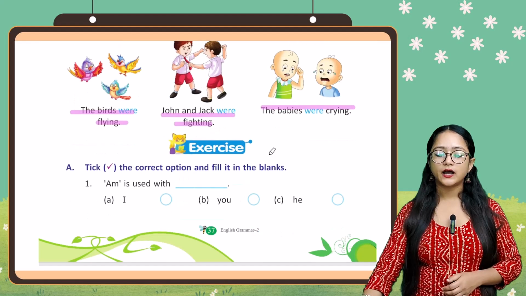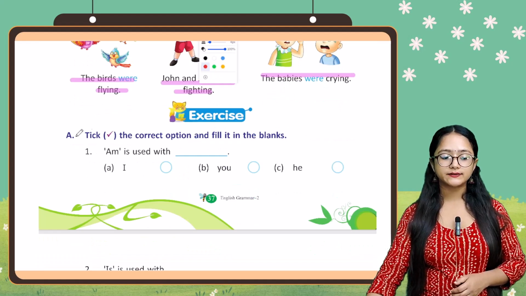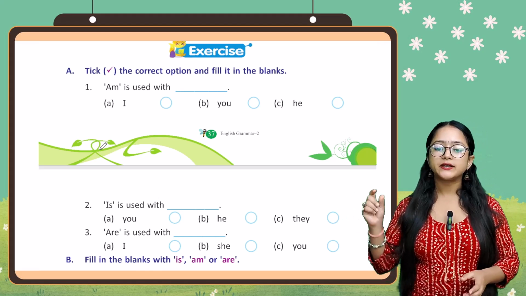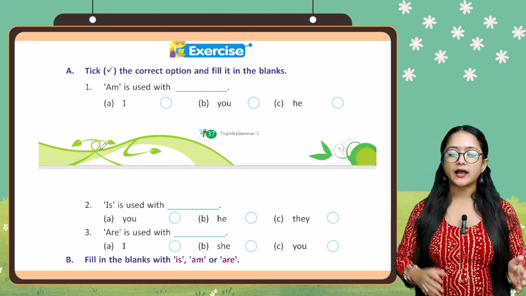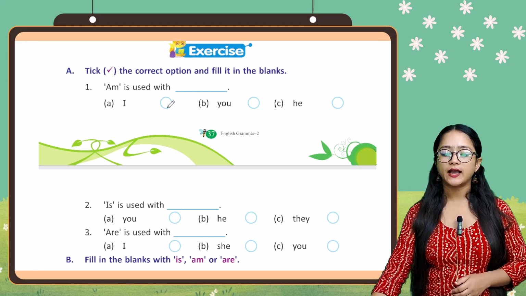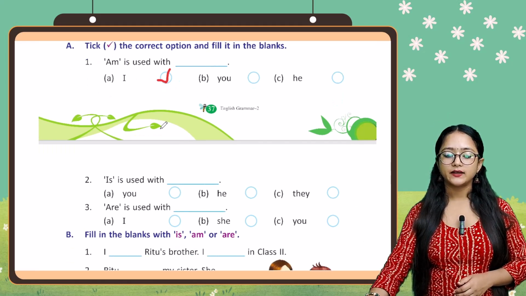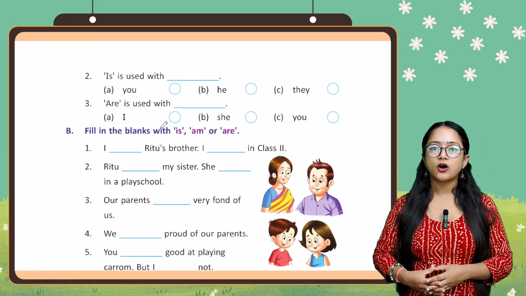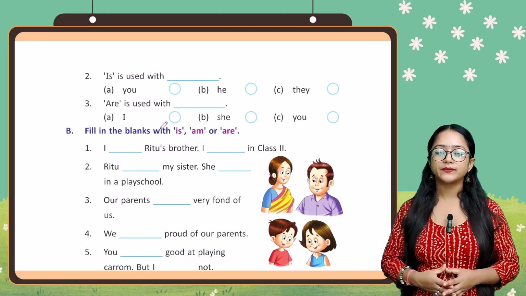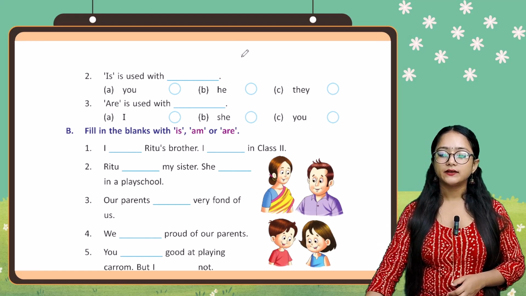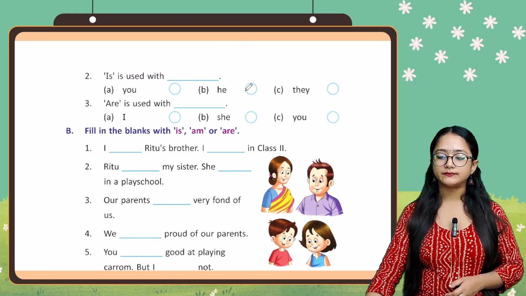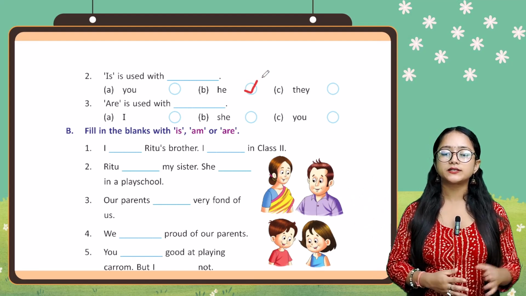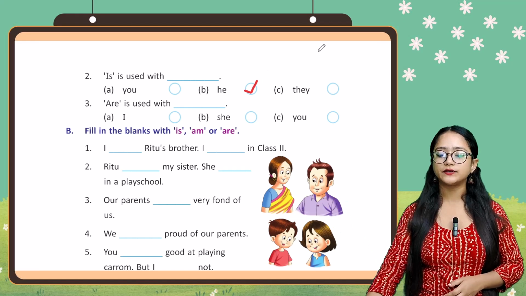Now students, let's do some exercises. Take the correct option and fill it in the blanks. Am is used with dash. Is it I, you, he? The answer is I. Am is used with I. Next one, is is used with dash. Options are you, he, they. The answer is he. Is is used with he. Next one, are is used with dash. Options are I, she, you. Are is used with you.